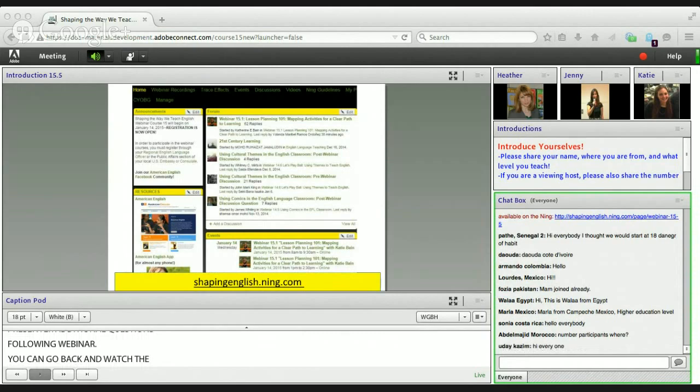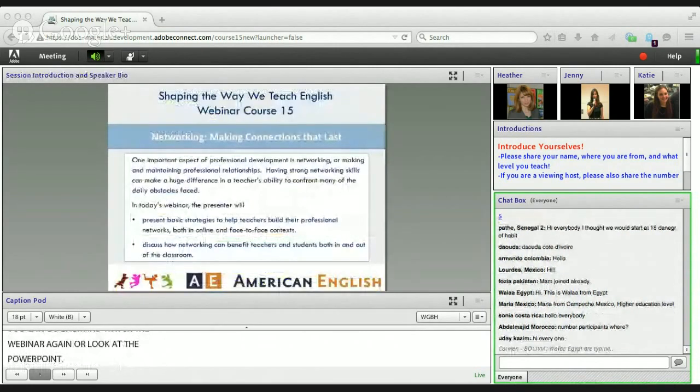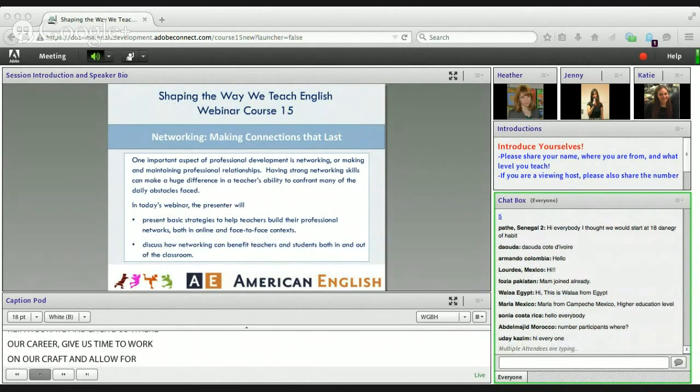For today's session, it's entitled Networking, Making Connections That Last. Professional development can reinvigorate and excite us about our career, give us time to work on our craft, and allow for reflection on our past struggles and triumphs. One important aspect of professional development is networking.